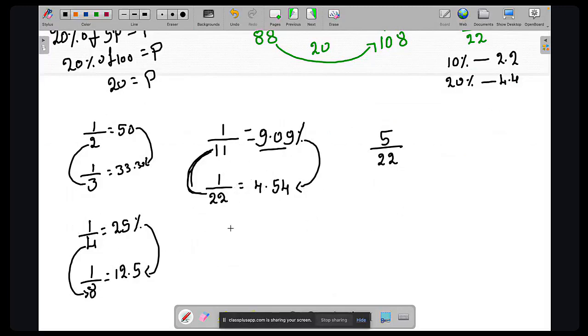So I want 5 by 22. Multiply this number with 5, so approximately you will get the answer. Solve that.